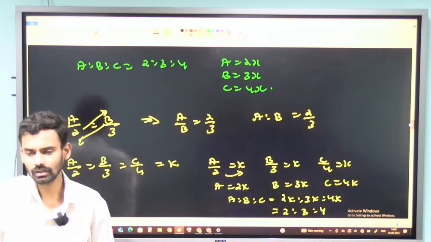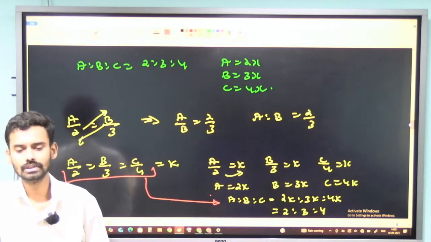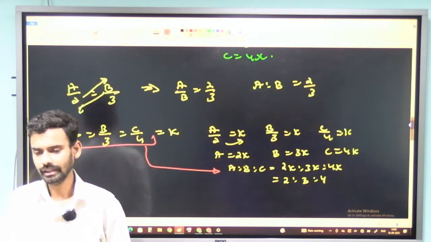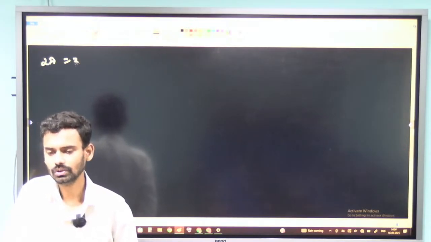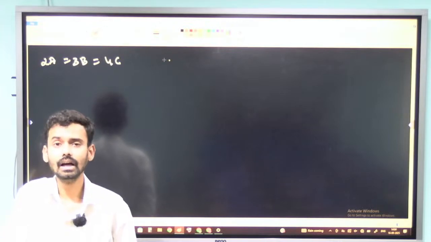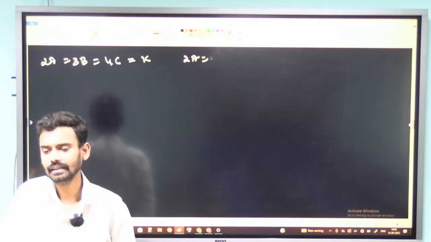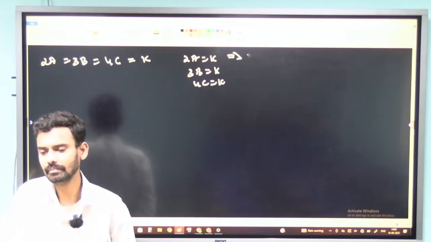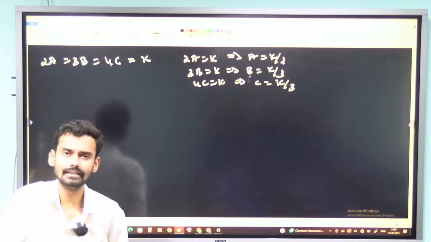If we observe, whatever was there in the denominator, the same ratio I am getting for A is to B is to C. Next point, if I consider 2A is equal to 3B is equal to 4C, the same thing: equate it to some k. I will get 2A is equal to k, 3B is equal to k, 4C is equal to k. Then A will be equal to k by 2, B will be equal to k by 3 and C will be equal to k by 4. So this is how we can get A, B and C in terms of k.